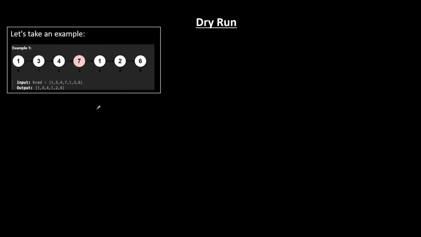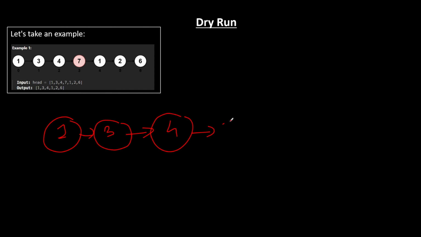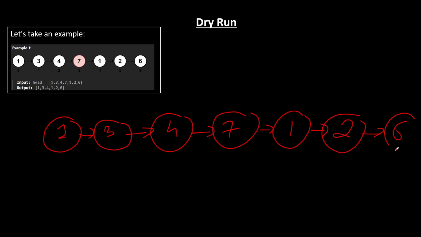Now since we have the understanding of the code, let's look at the dry run of the example. Let me draw it here. Let it be 3, and we have 4, then we have 7, then we have 1 here, then 2, then 6. Great. Let me mark their indexes also: 0, 1, 2, 3, 4, 5, 6. Great.